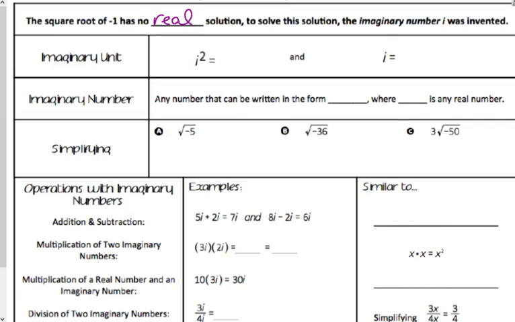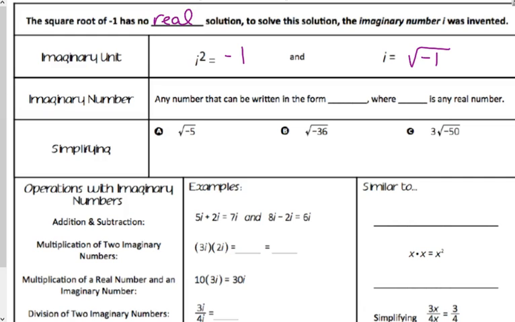So to solve the problem, the imaginary number i was invented. So that's all it is. Imaginary numbers are the square root of -1. So here we have i squared. i squared is -1, because i is the square root of -1.